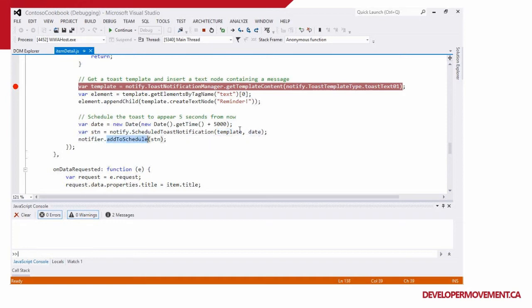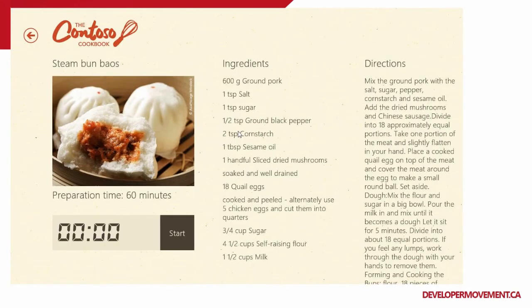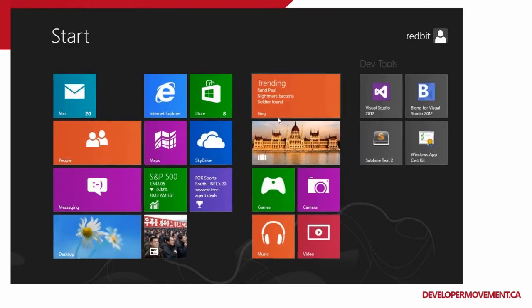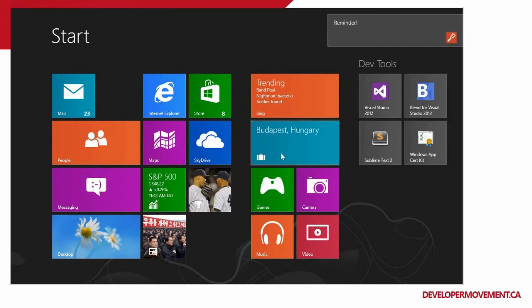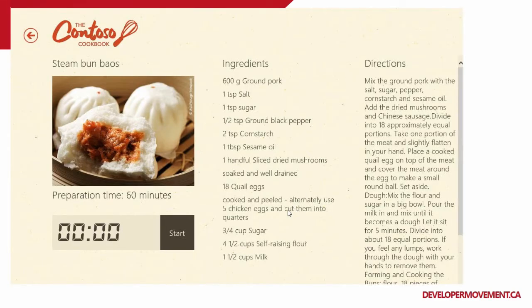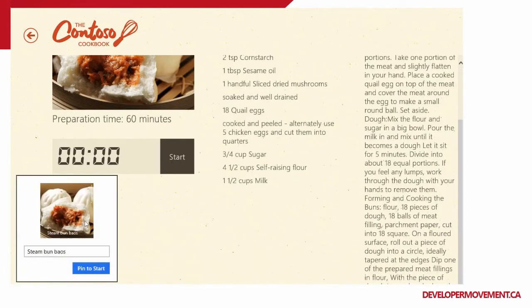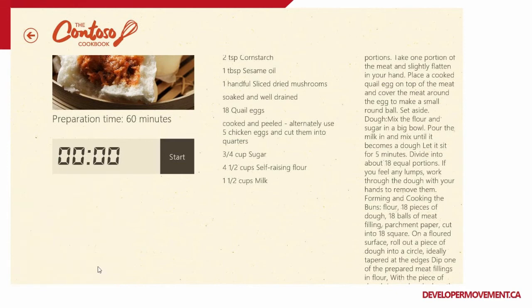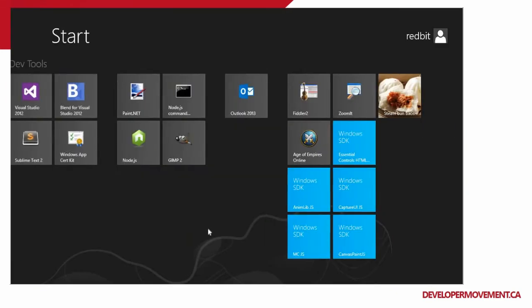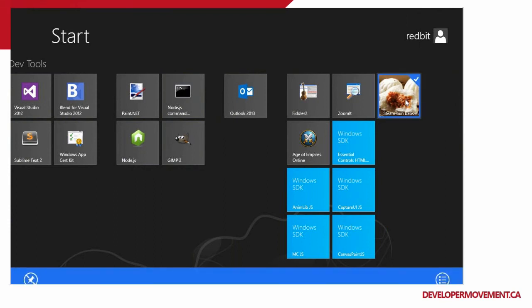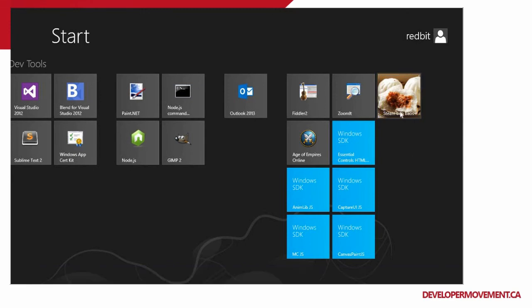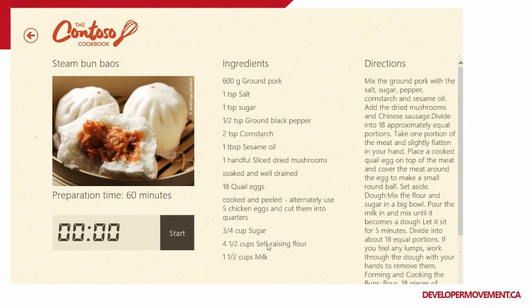So I'm just going to continue running this code, and then I'm going to go to the start screen, and then you see the reminder comes up, and we could go straight into the application. So now what I could also do is pin this recipe. So we could pin it to the start screen. And you see here at the end, we have it pinned and we are good to go. So that's how we pin, and then we could go straight into that recipe if we've pinned it.